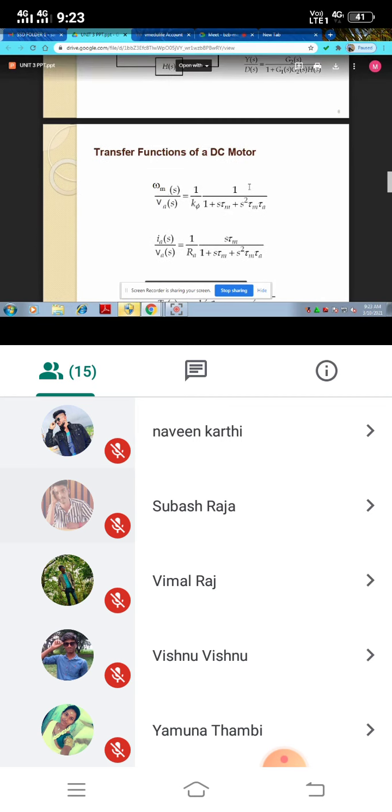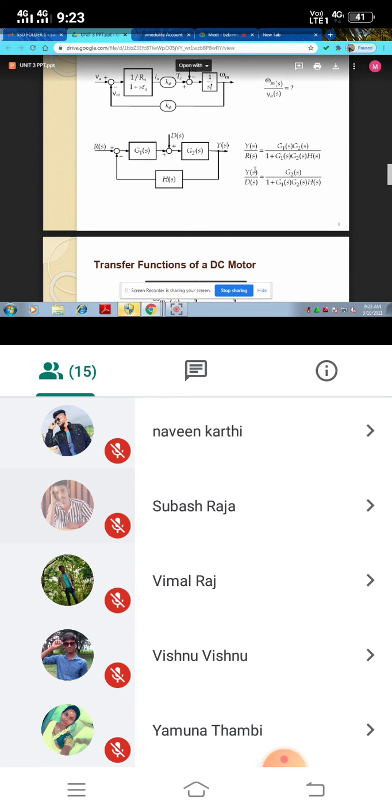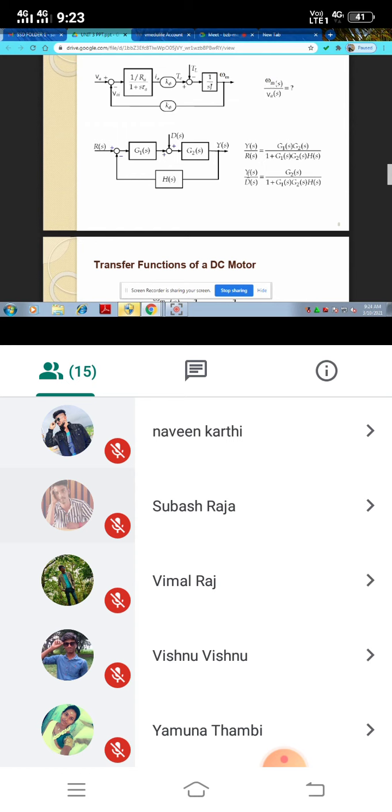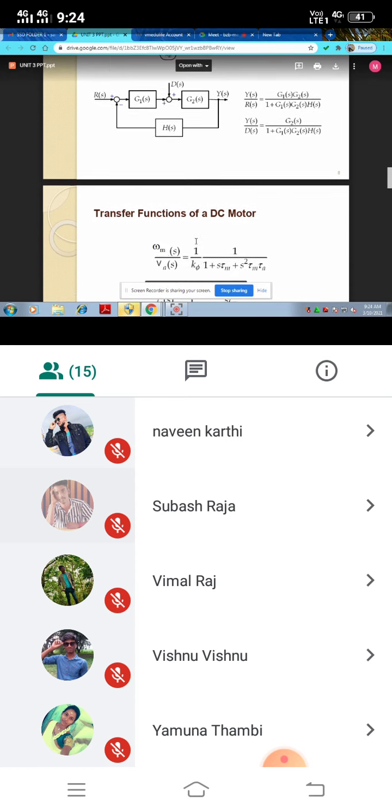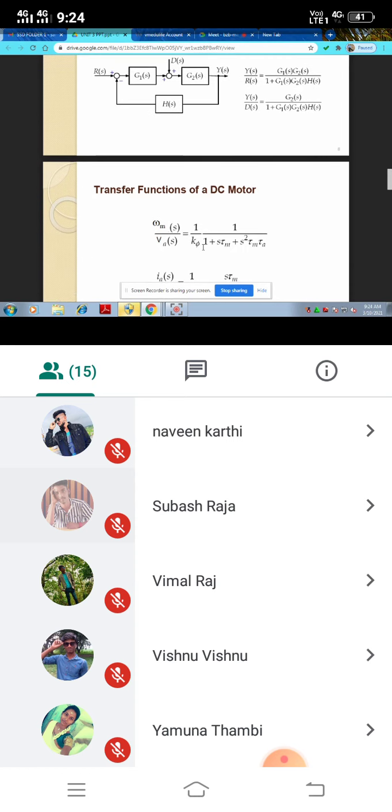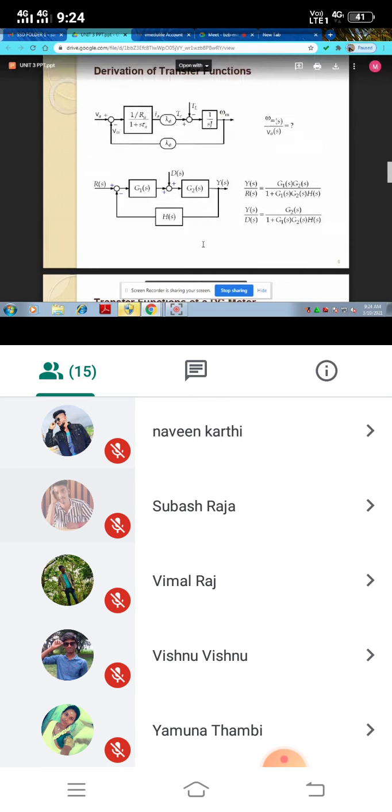Okay, this is the transfer function of a DC motor. This is the transfer function of the block diagram which we have connected or seen through the blocks. But this transfer function of a DC motor comes from the electrical equivalent circuit which we saw two slides before.